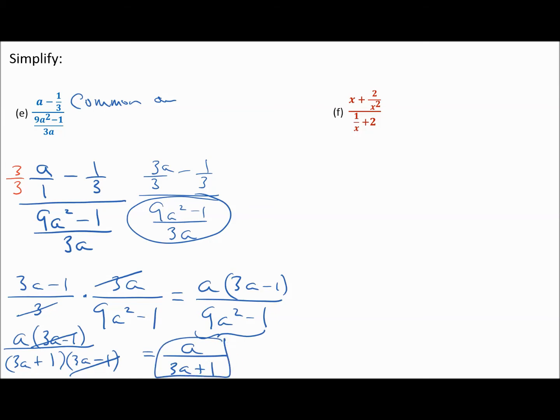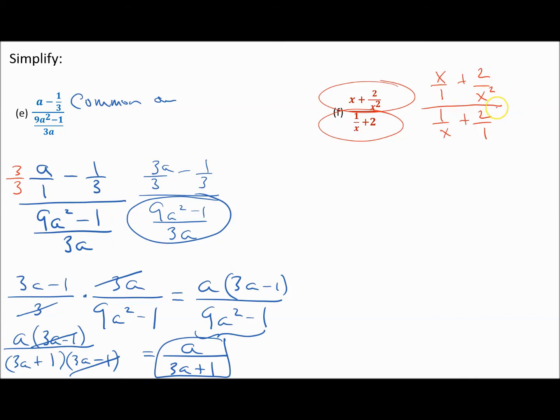Our next example, very similar. I need to combine these fractions in the numerator, but I also have to combine fractions in the denominator. So I'm going to rewrite the numerator as x over 1 plus 2 over x squared, and the denominator 1 over x plus 2 over 1. Anytime you have a whole number, put it over 1, and that'll help you see better what's going on.